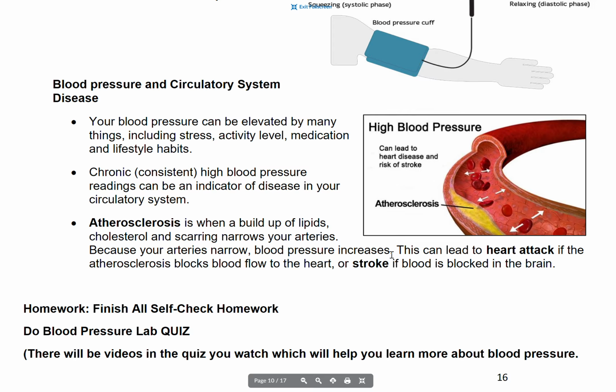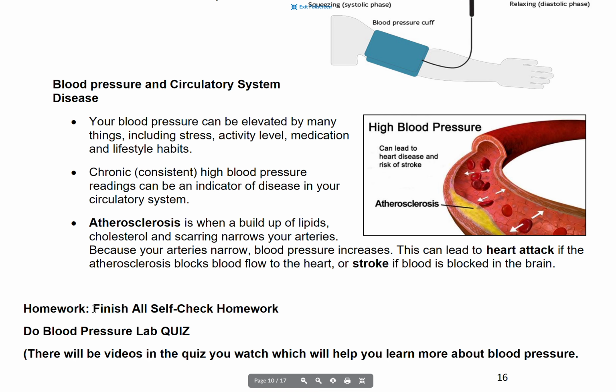If this happens in your heart, you get a heart attack because your heart needs a constant supply of oxygen because it's always beating. And then if it happens in your brain, you could get a stroke, right? So it's very important to be able to assess your circulatory system health by taking blood pressure readings.